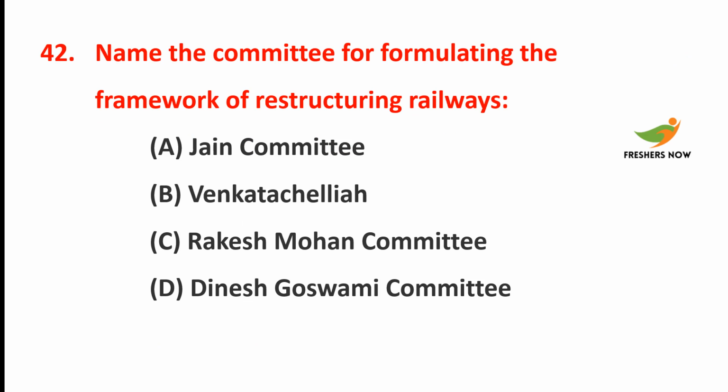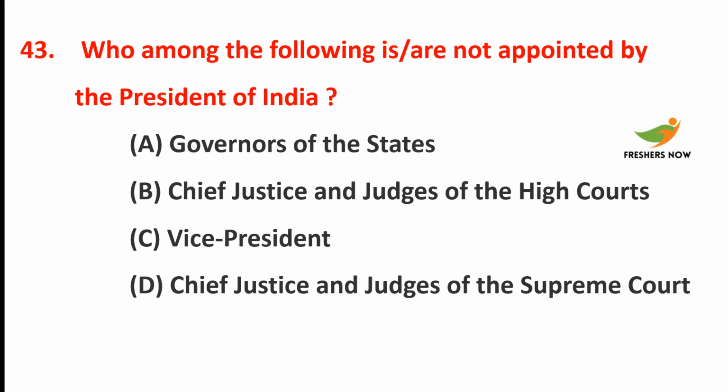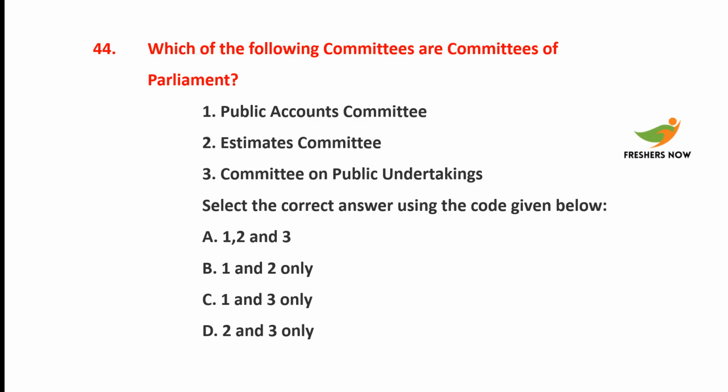42nd question. Name the committee for formulating the framework of restructuring railways. And the answer is C, Rakesh Mohan Committee. 43rd question. Who among the following is not appointed by the President of India? And the answer is C, Vice President. 44th question. Which of the following committees are committees of Parliament? And the answer is A, 1, 2 and 3.